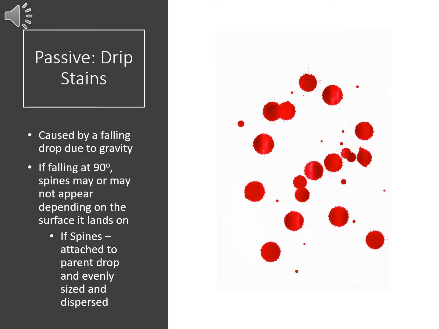So here we see one of those passive drip stains. It's caused, again, like any passive stain, by a falling drop due to gravity. If the drop's falling at 90 degrees or very close to it, then the spines may or may not appear depending on the surface. If the spines are attached to the parent drops, they're going to be very evenly sized and evenly dispersed in a passive drip stain. Okay, so that's what we would look for. Again, they're quite circular in appearance if they're close to that 90-degree angle of fall.